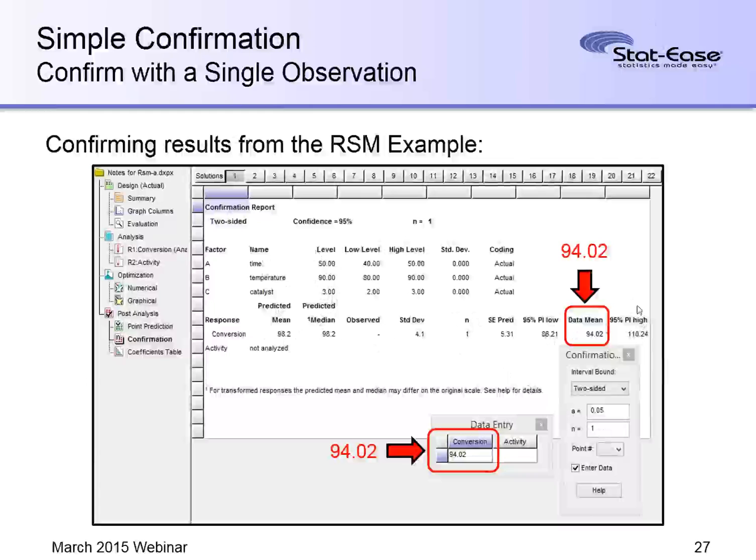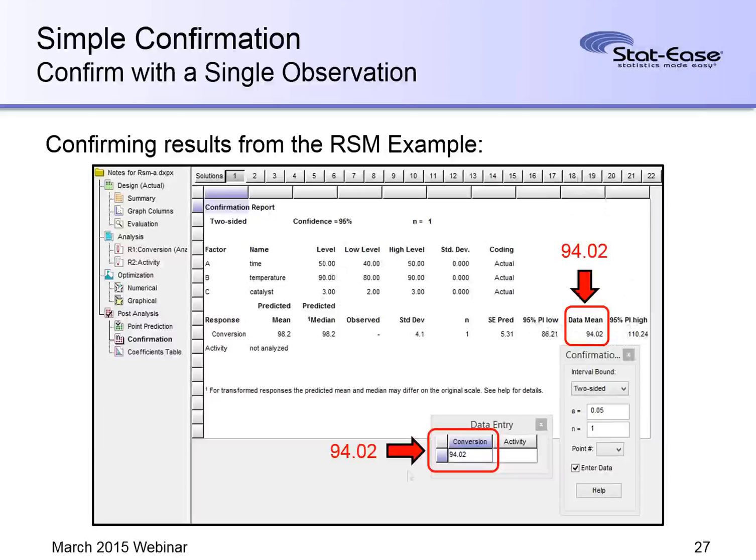For those of you who might not be familiar with the idea of a prediction interval, what this means is that we are 95% confident that the next run at these settings will be in this interval. So this gives us information about the next run, which corresponds nicely with the idea of only doing one confirmation run.